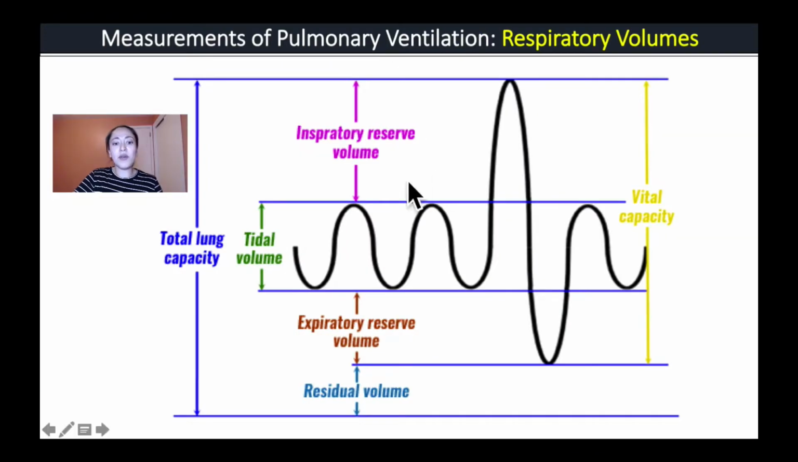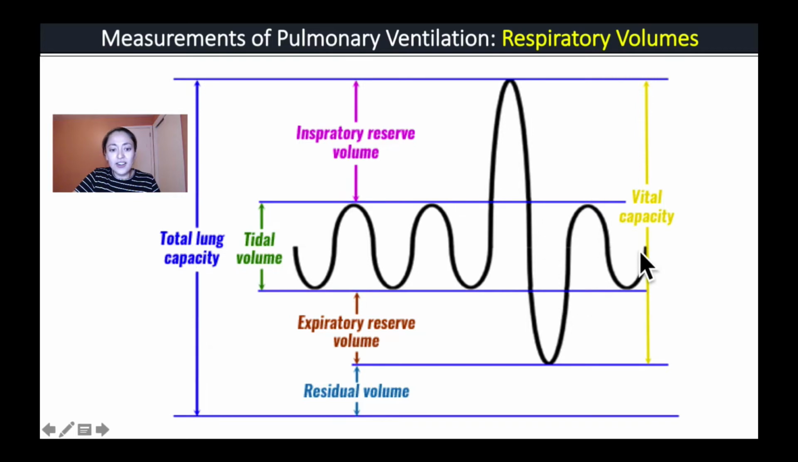This is a graph representing these different respiratory volumes. This is showing your total lung capacity here. This is showing your tidal volume, a normal breath in and out. But remember, you can take extra air in. That's my inspiratory reserve volume. I can also breathe extra air out from what I normally do. That's my expiratory reserve volume.